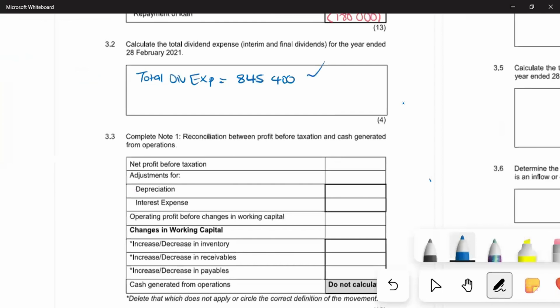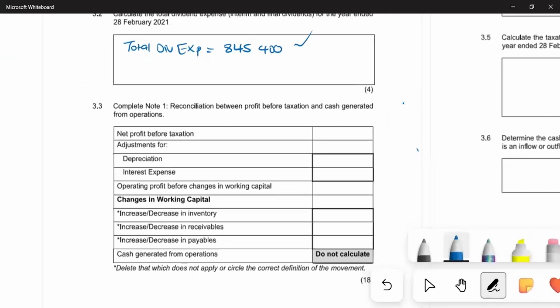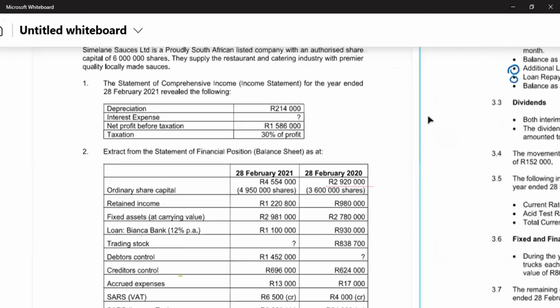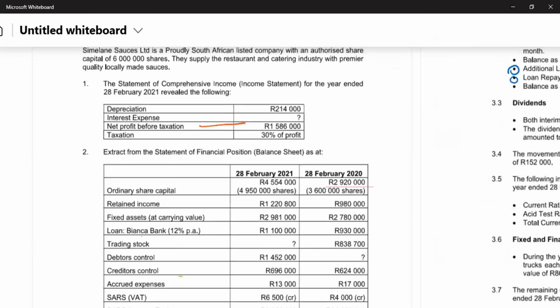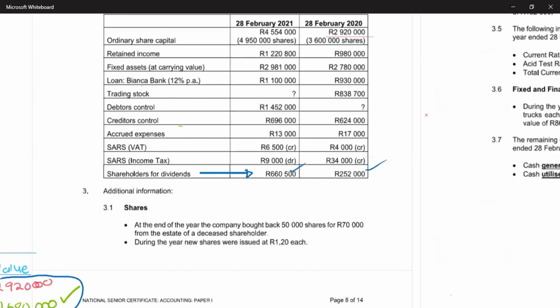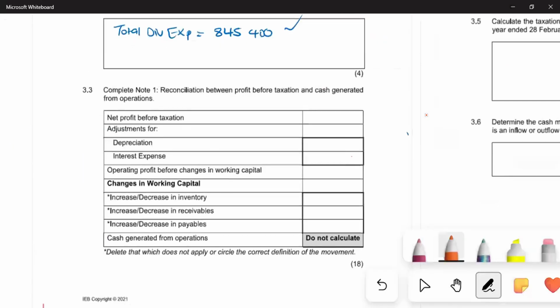Here we are reconciling our profit before tax and cash generated from operations. So basically, this is the only note that you need to go about knowing how to prepare, which is your cash generated from operations note, right? So here we need to complete this note and we need to find each of these line items. So the first line item being your net profit before tax. Now let me see if I'm given my net profit before tax. Okay, luckily I'm given my net profit before tax as 1,586,000. All right, so I'm going to write it here.